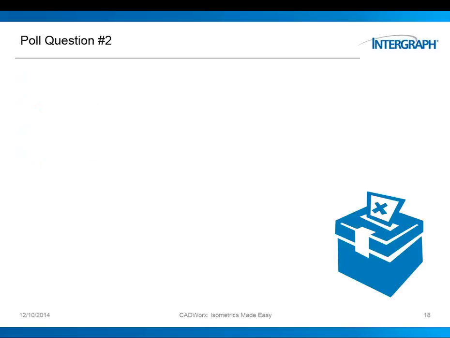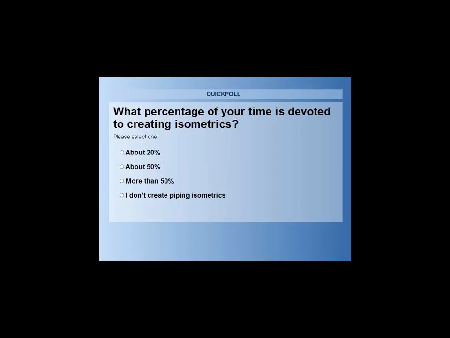Okay, now it's time for our second poll question. So over to you, Angela. Thank you very much. So, okay, so the next poll question is on your screen, and the question is, what percentage of your time is devoted to creating isometrics? So we have about 20%, about 50%, more than 50%, or I don't create piping isometrics.